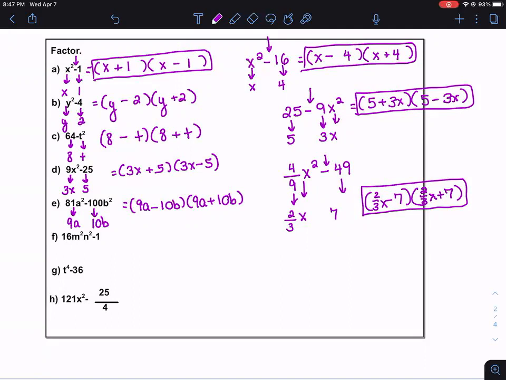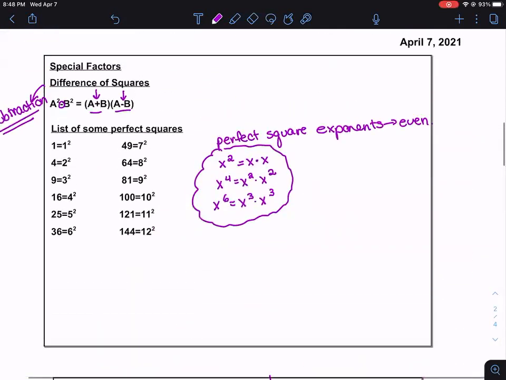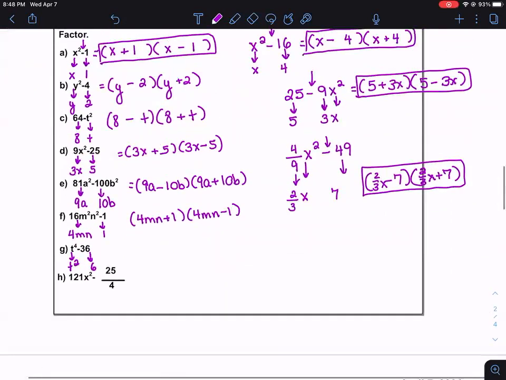The next one is going to be 4mn, and then 1, the square root is just 1. So 4mn plus 1, 4mn minus 1. Okay, I'm going to come back to G last. G is going to be a special case. Actually, sorry, no, G is not a special case. So t to the 4th, the square root is t squared, and then 36. Remember, I did x to the 4th before as x squared times x squared. So it would be t to the 4th, t squared, and t squared. So we have t squared plus 6 and t squared minus 6.